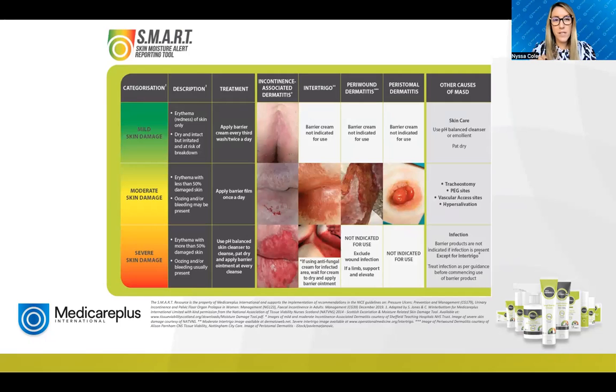But I just want to bring your attention to this skin moisture alert reporting tool. Hopefully you'll have all seen this before, but if you haven't, it's essentially what we call a smart tool, and it was designed by a nurse here at Medicare Plus, and it's been endorsed and recognised by NICE guidelines as a tool for any level of healthcare professional to be able to assess and categorize and treat moisture associated skin damage. So it really just gives you a simple guide as to whether we're classifying this moisture as mild, moderate, or severe skin damage, and then what we're going to do about it. So giving you the treatment options that you have.